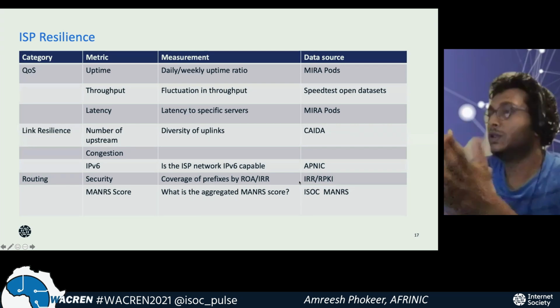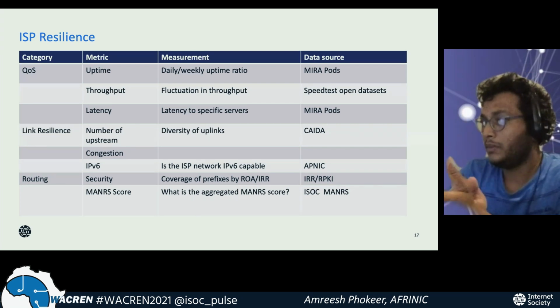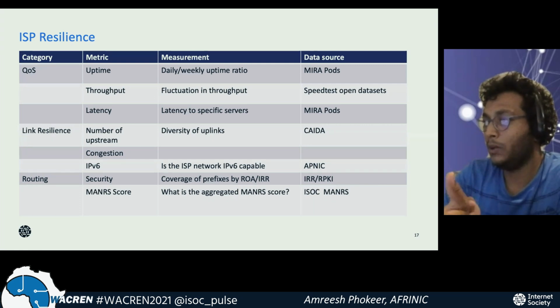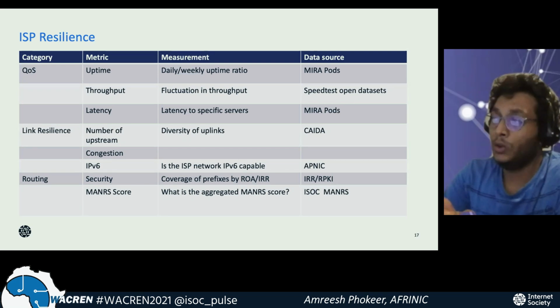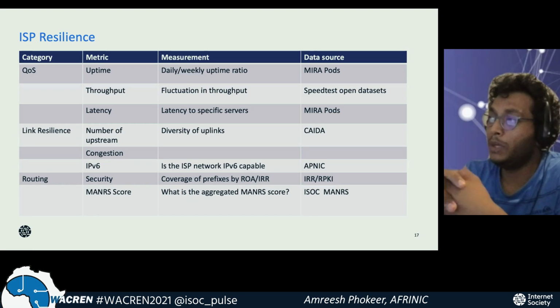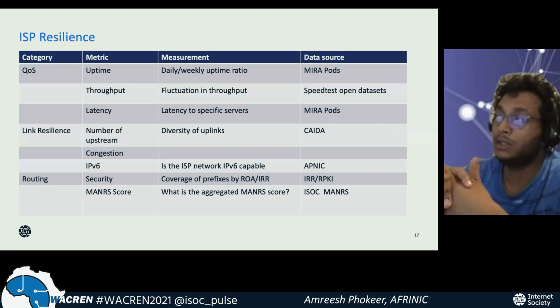Throughput, so we can run measurements from the MIRA pods, which is a good thing. But of course, our distribution is quite low. It is not giving us a full picture of all the countries and all the networks that we would like to provide a resilience index on. So that's why we need to complement any missing data with other open data sets. The good news is that UCLA speed test has some very interesting open data sets.